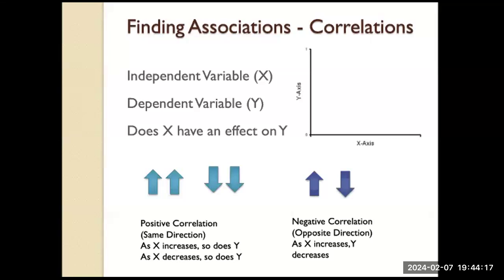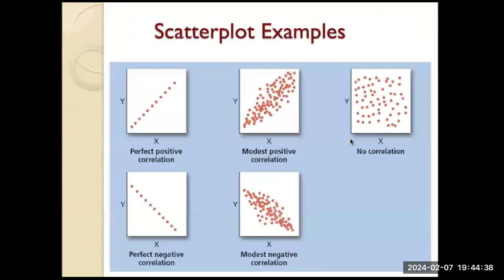On the other hand, if one value goes up and the other value goes down, then we say that's a negative correlation, right? It's going the opposite direction. As x increases, y decreases, or as y increases, x decreases. They're moving in opposite directions. So just remember generally how correlations are working.